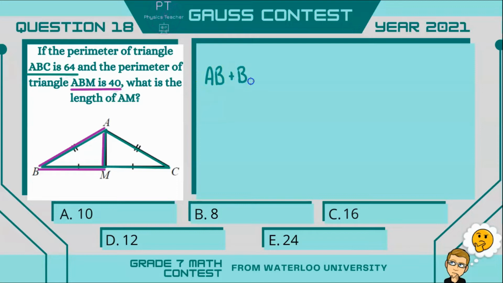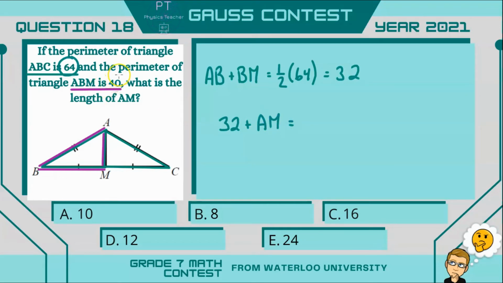plus BM is the same as 1/2 the perimeter of ABC, which is 64. And that'll give us 32. So A to B and B to M give us 32. Now the perimeter of ABM is going to therefore be 32 plus this length AM.